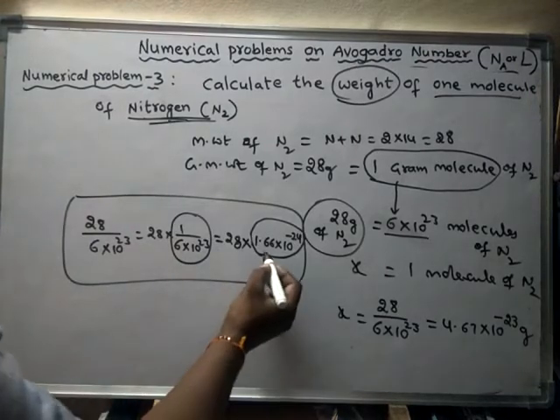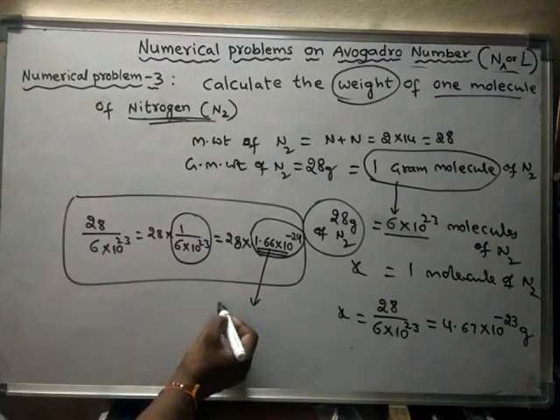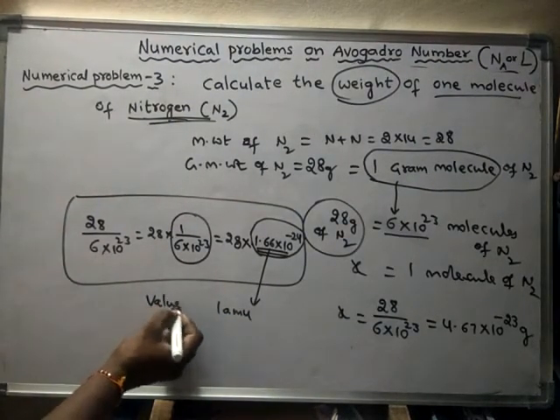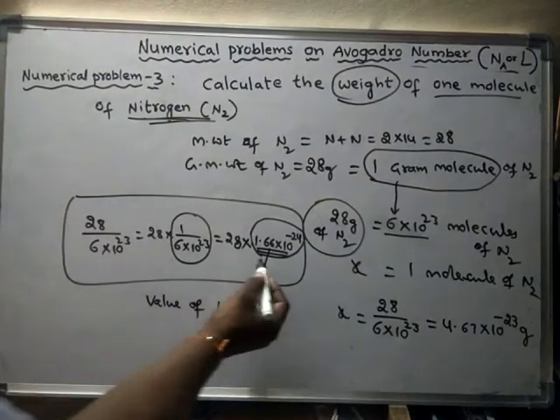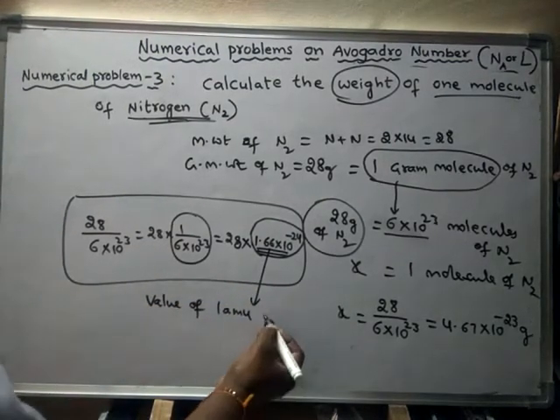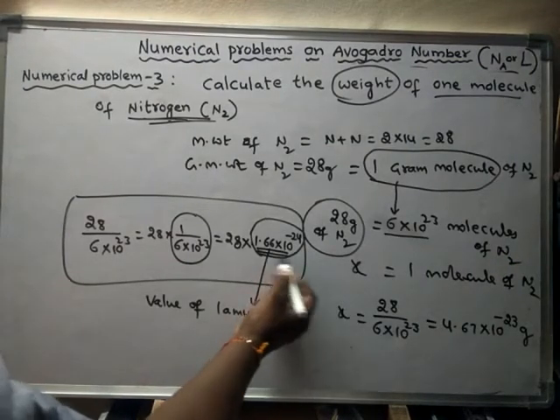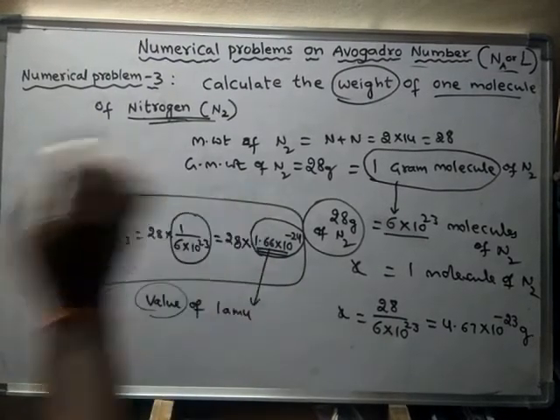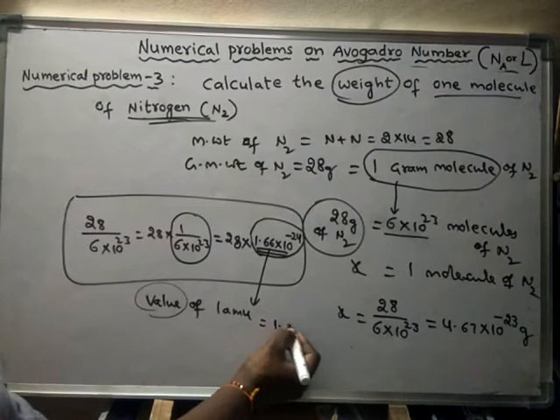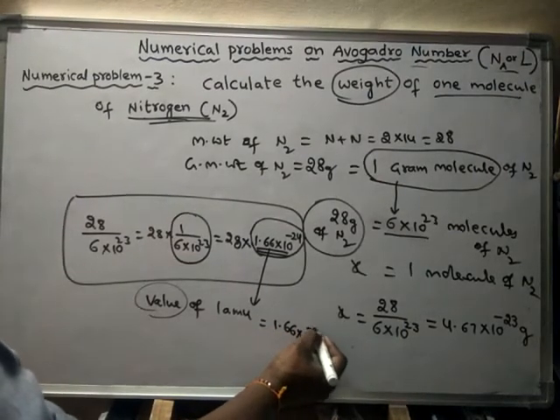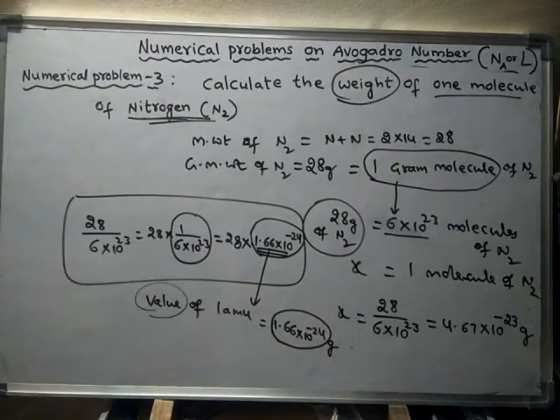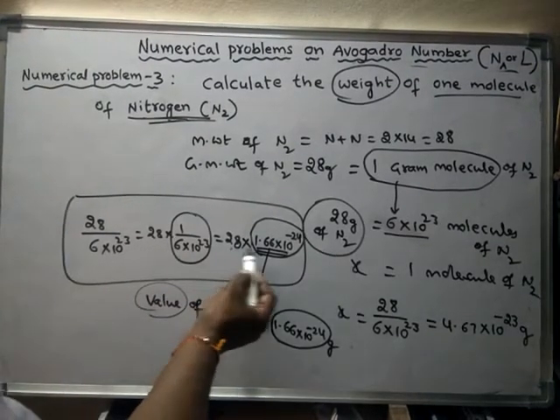This is nothing but the value of 1 AMU. The value of 1 AMU is equal to 1.66 into 10 to the power of minus 24 grams. Actually 1 AMU is equal to 1.66 into 10 to the power of minus 24 grams, so here only this value I am taking. Even if you multiply this one with this one, you will get the same answer.